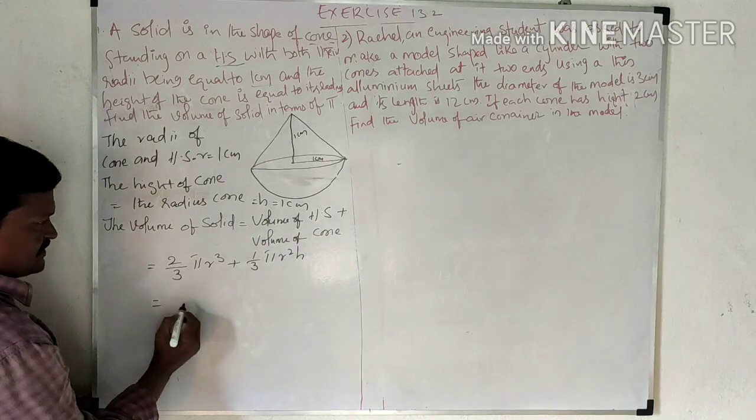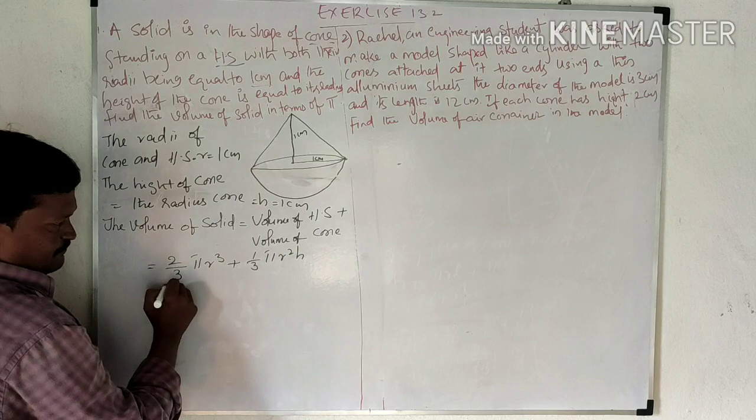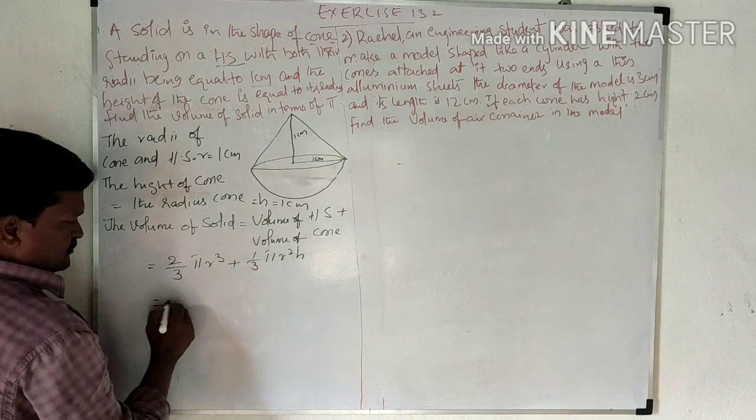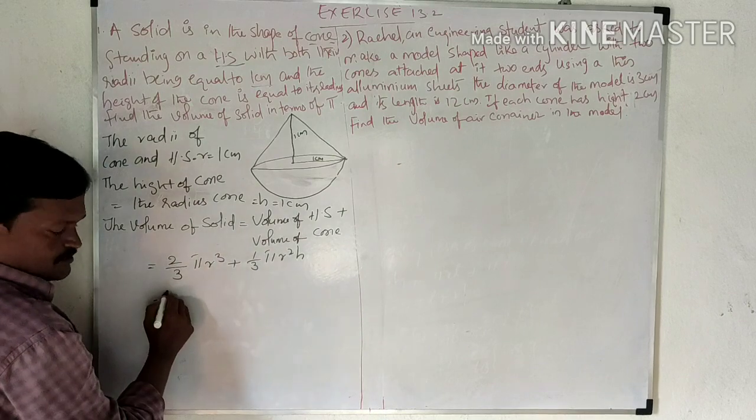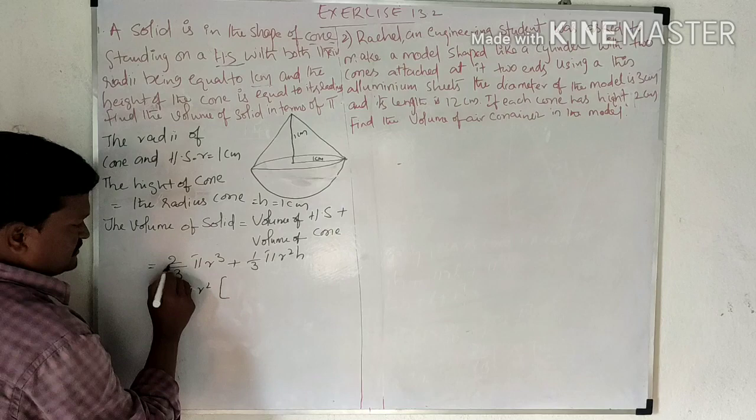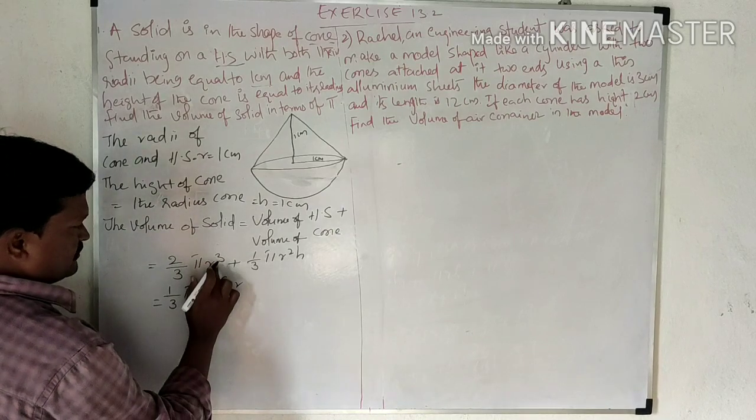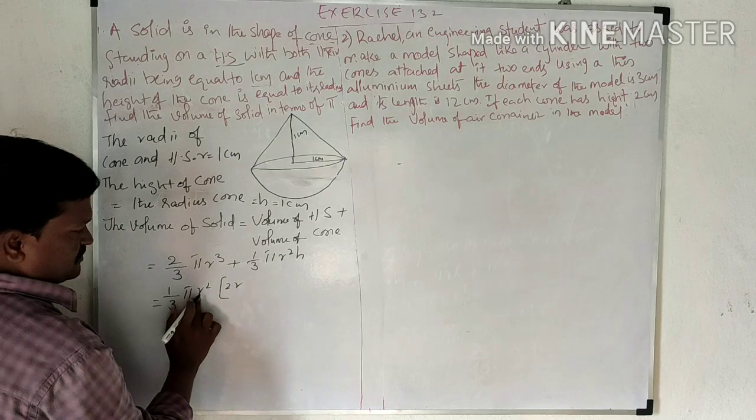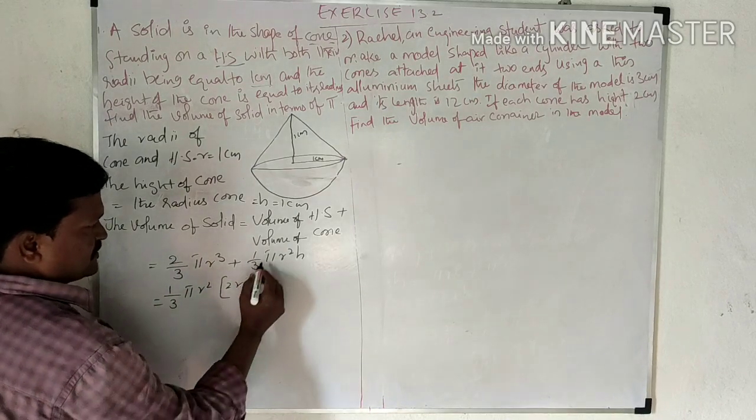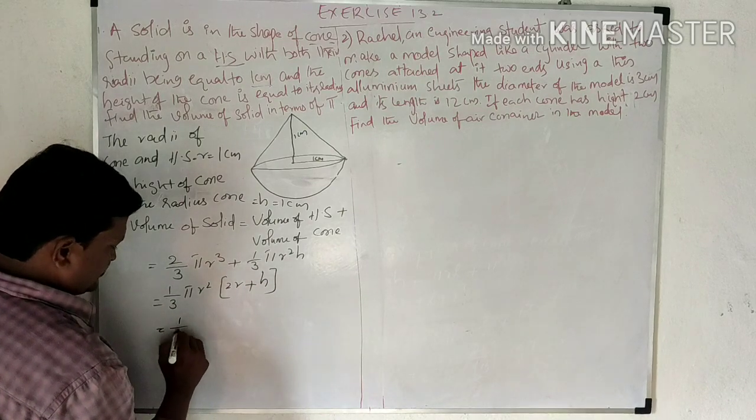So see that here pi is common, 1 by 3 is common, and r square is common. So 1 by 3 pi r square common. What is there here? 2r is there. Here 3 r's are there, 2 r's common, and only 1 r is there. Pi common, r square common. It will be h. So this is 1 by 3 pi r square into 2r plus h.